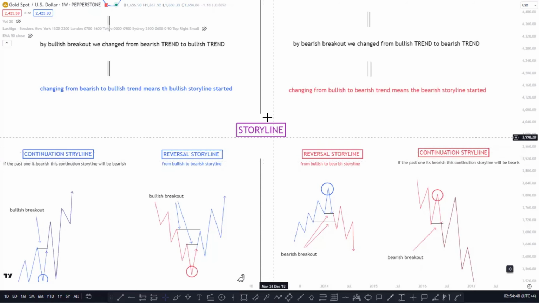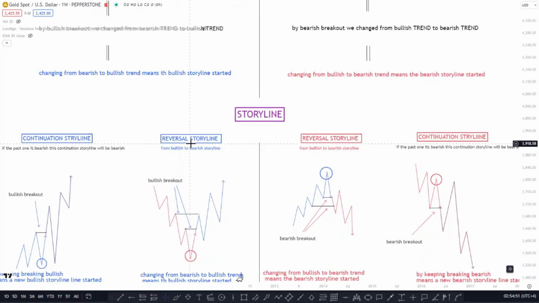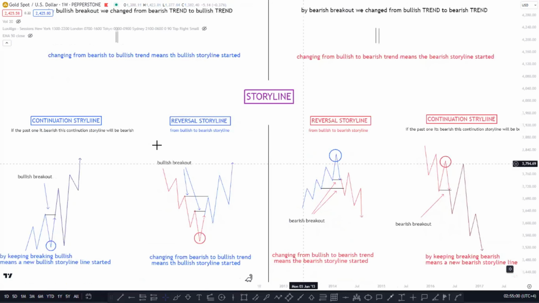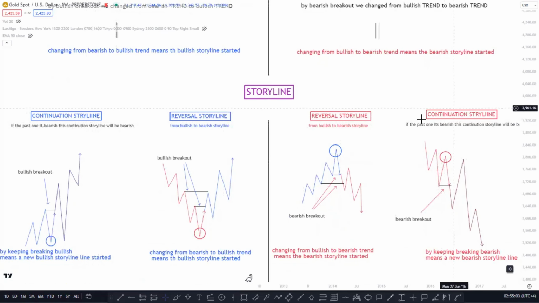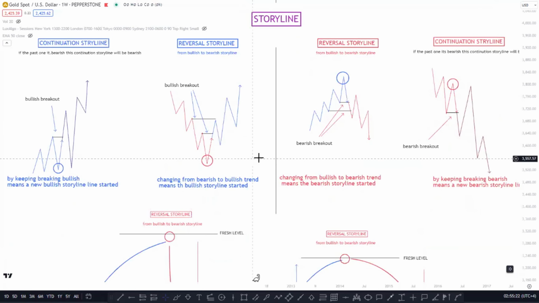There are three types of storyline. A reversal storyline from bearish to bullish, and a reversal storyline from bullish to bearish. And lastly, we have the continuation storyline. The continuation storyline happens between the bearish and the bullish storylines and keeps the trend going. So let's see how the storyline moves between these fresh levels.